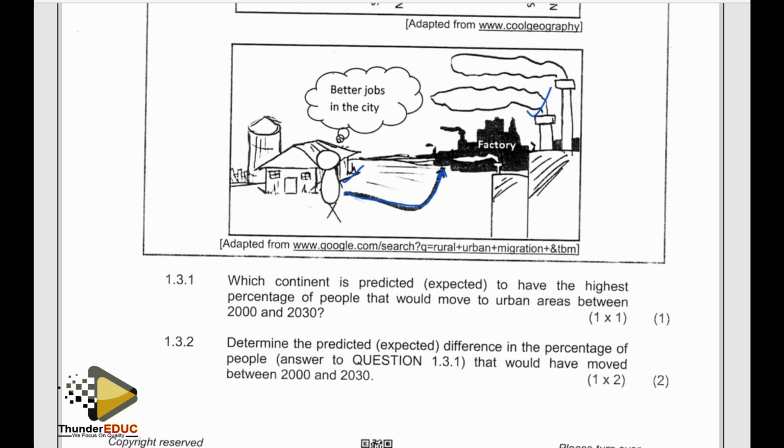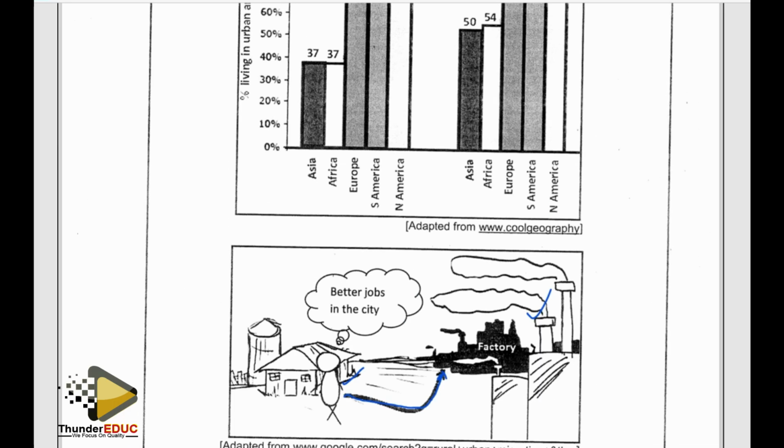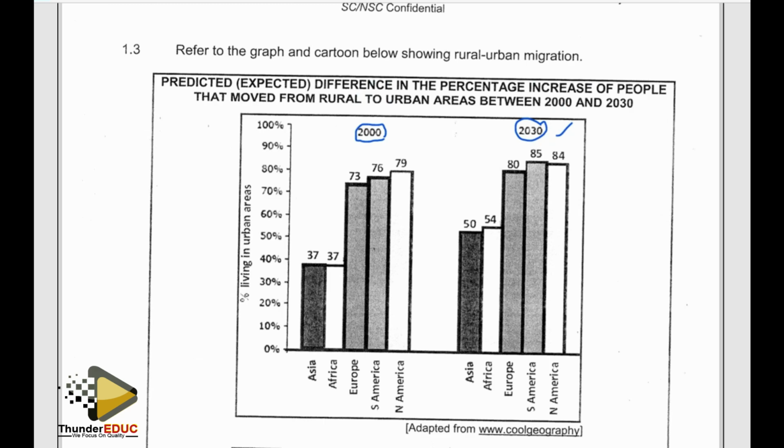Right. So let's check our first question. Question number 131. Which continent is predicted or expected to have the highest percentage of people that would move to urban areas between 2000 and 2030? This is a matter of checking and comparing the statistics that we have for each and every continent as in 2000 and as they expected for 2030.